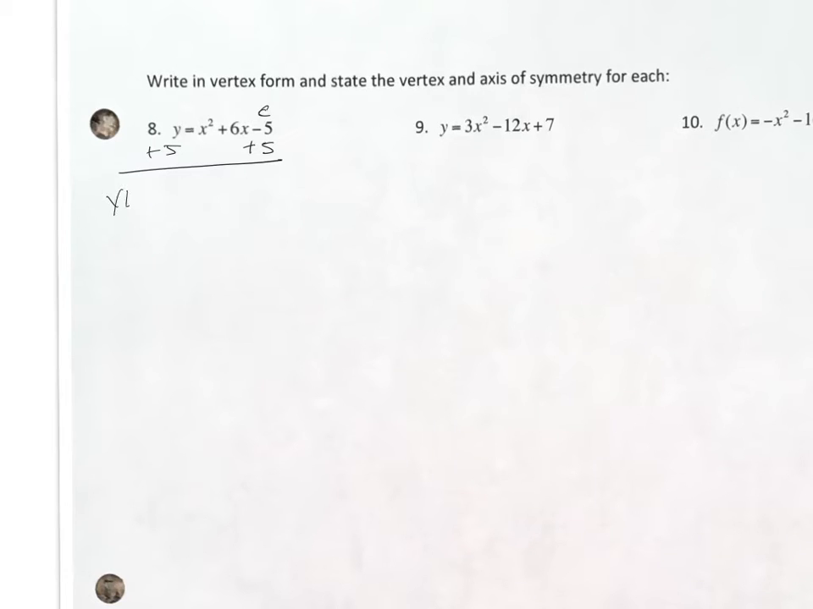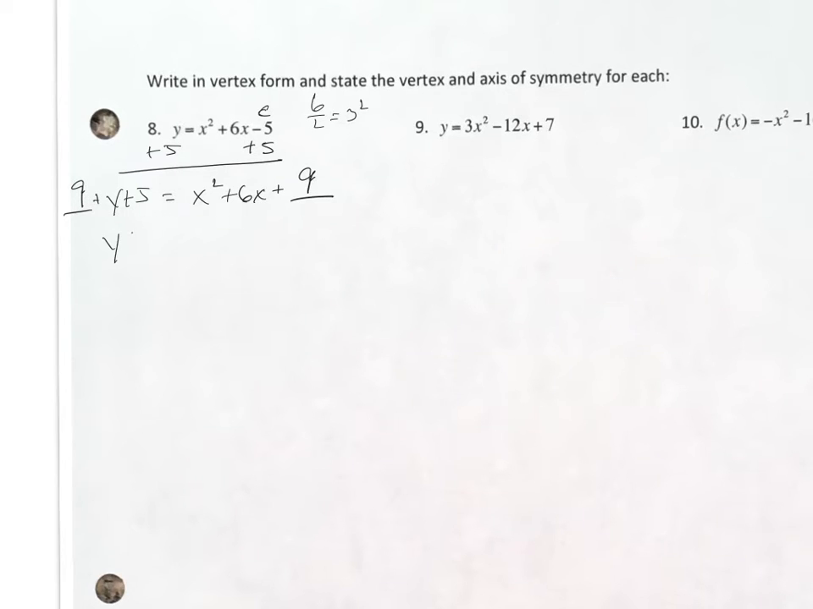So now we have y plus 5 equals x squared plus 6x. And now we have space to complete the square. You always add to both sides. Half of 6 is 3. And 3 squared is what we're adding to both sides.